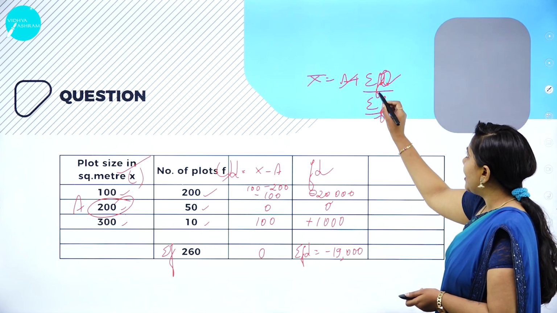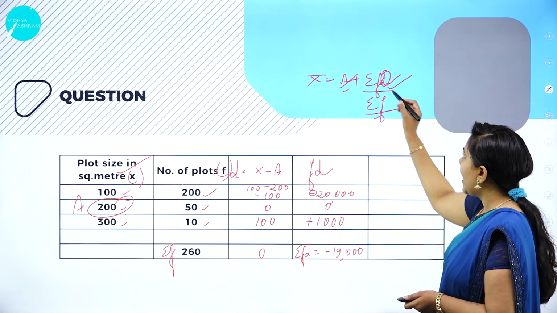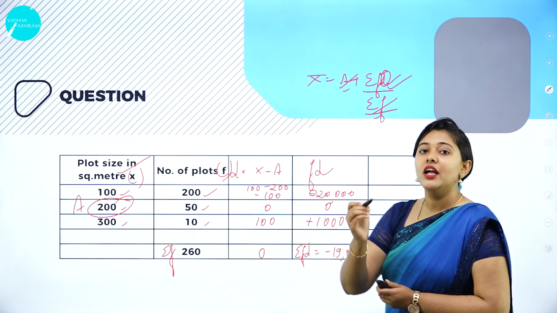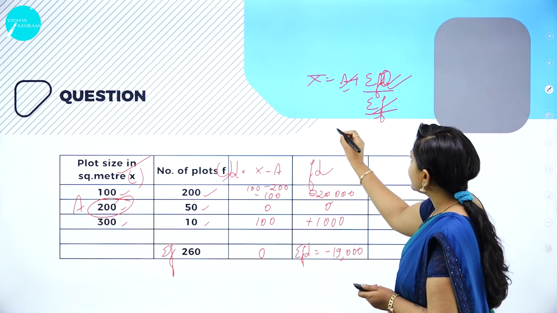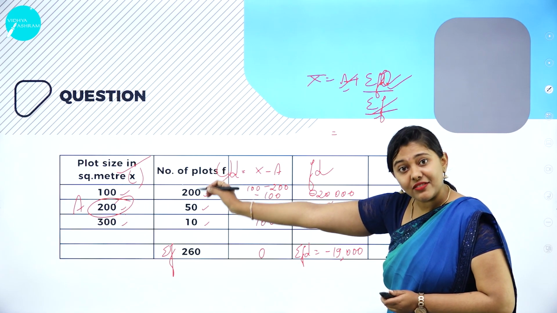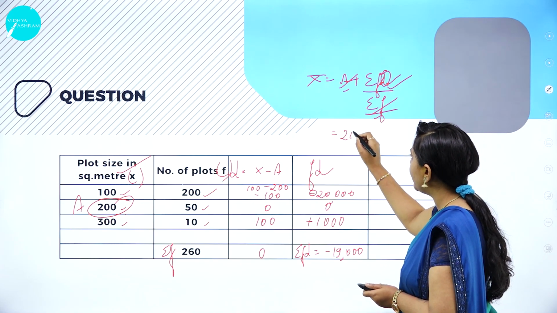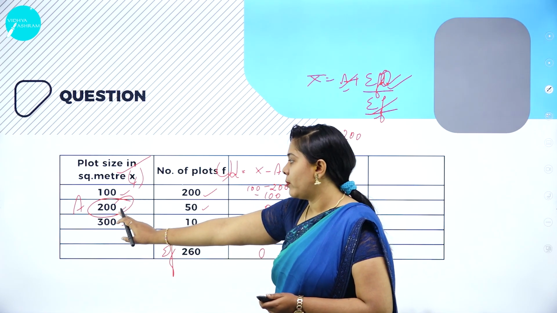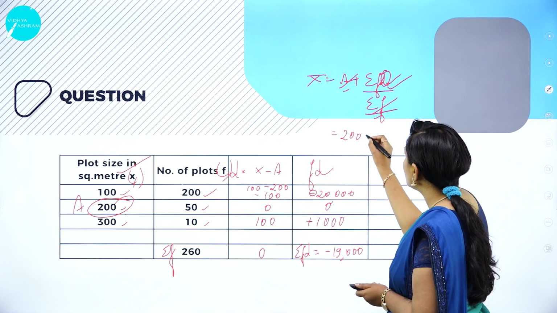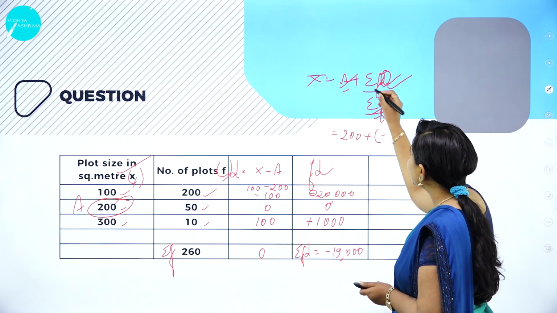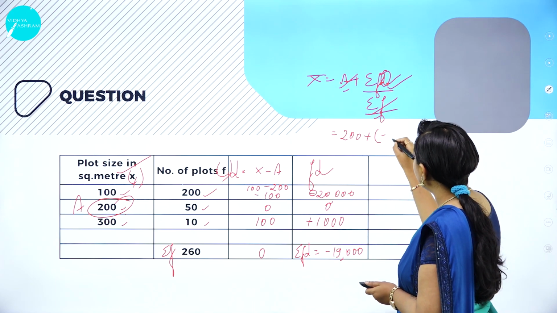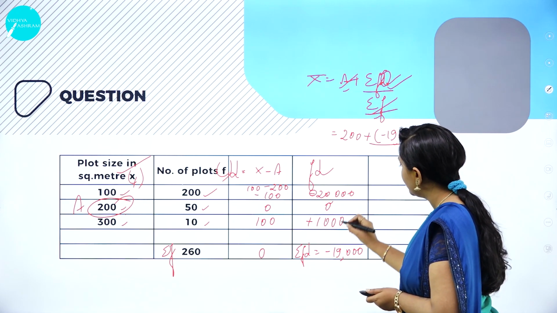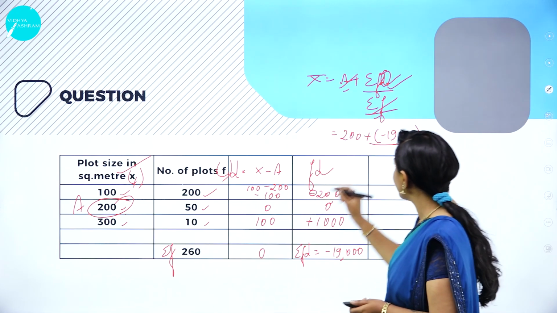So now let us calculate. We got sigma FD, we got A, and we got sigma F. Now let us substitute all the values into the formula and compute the mean. So what is the assumed mean? The arbitrary figure we have assumed in the data, that is 200. In your X we are assuming it. Any number you can take as the assumed mean. So we are taking 200. So 200 plus sigma FD, which we have computed, it is minus 19,000, divided by sigma F, it is 260.